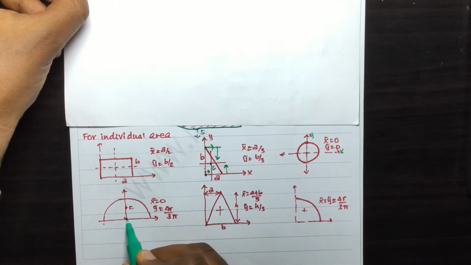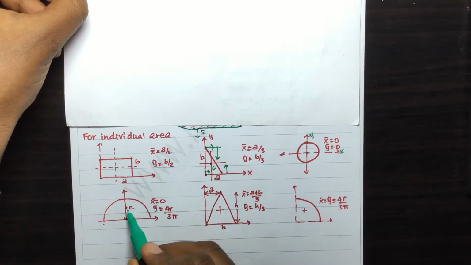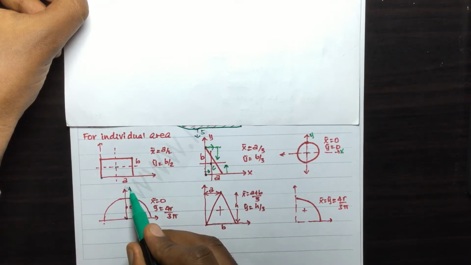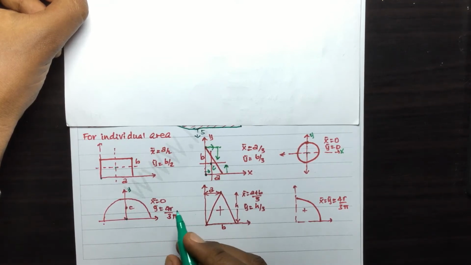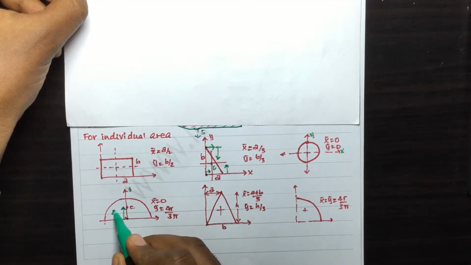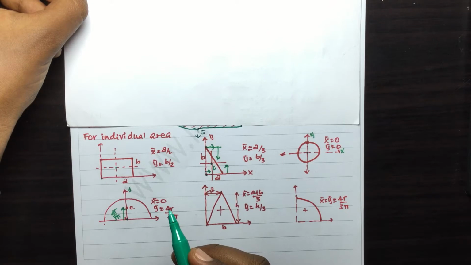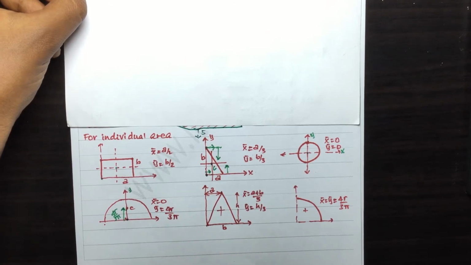Now what will be if we have a semicircle? Assume the center will be matched as the origin. The center is at the origin, so x bar will be 0 because the centroid of this semicircle is on the y axis. Therefore x bar will be 0, and the height is 4r over 3 pi. This is nothing but we can derive from the previous derivations or formulation. Therefore it is so simple.